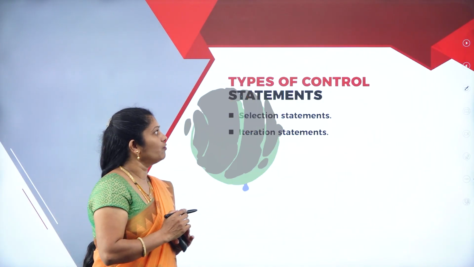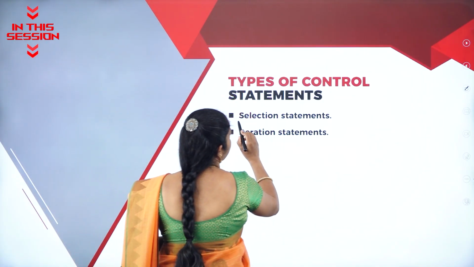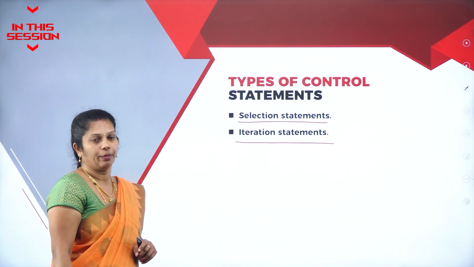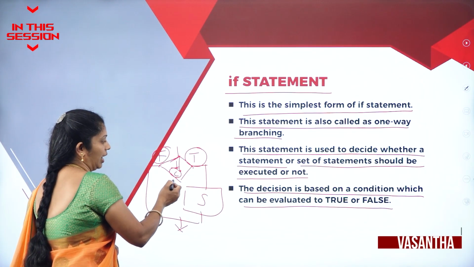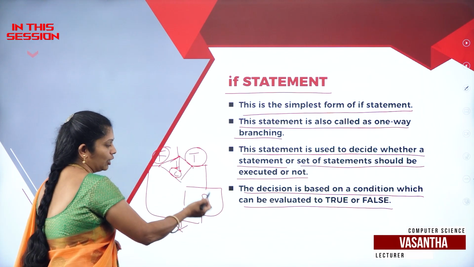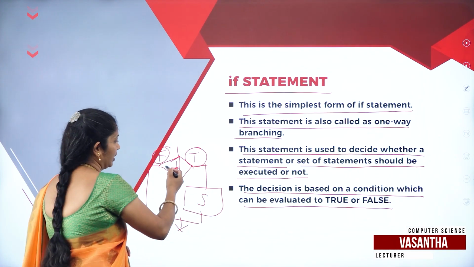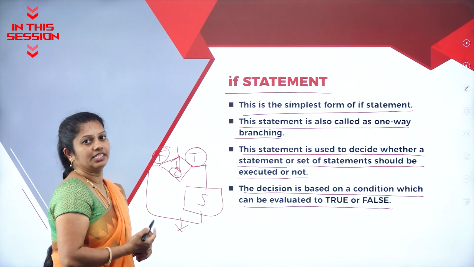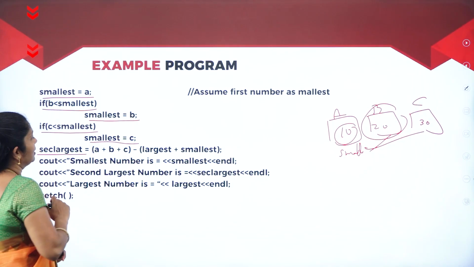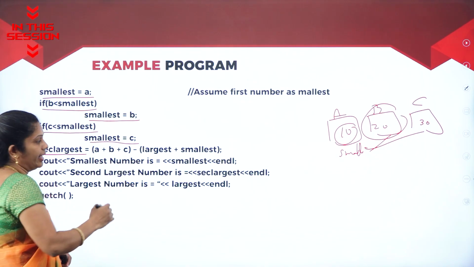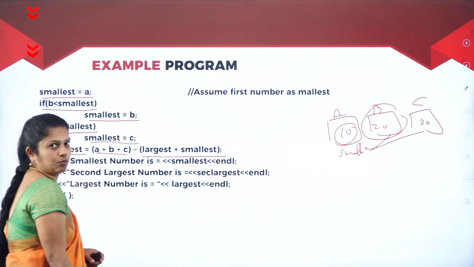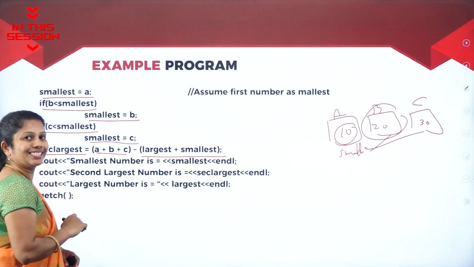We come on types of control statement, there are two types. One is selection statement and one more is iteration statement. Whatever condition we have, under that if the condition is satisfied, then the true statement will execute. If the condition is not satisfied, then it will come out from the concept, especially here it will exit from that loop. To find the second largest, first we'll find a plus b plus c, then we'll subtract the largest plus smallest, then I can get which is the second largest.